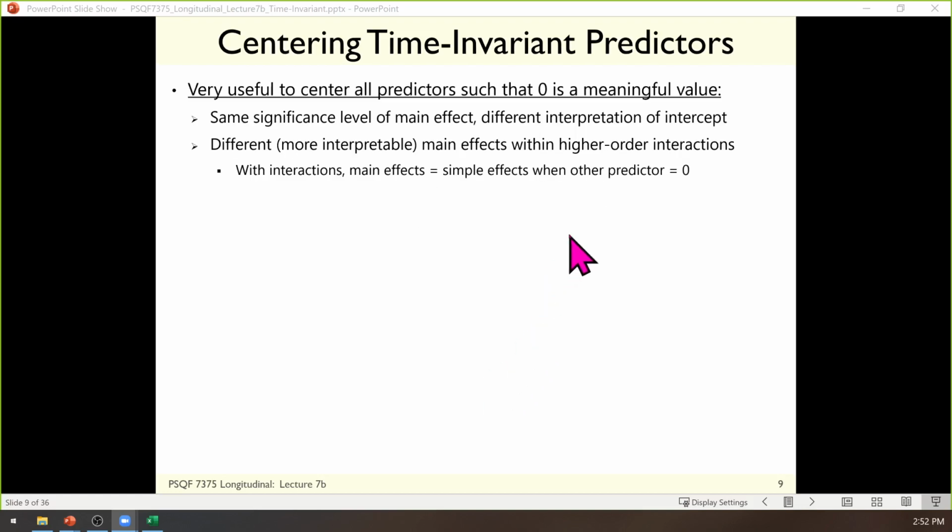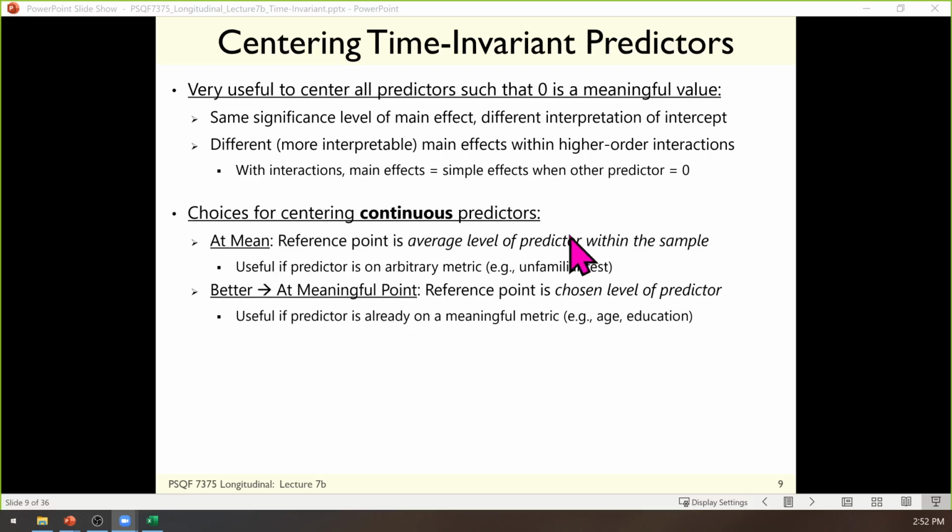We are going to center all predictors so that 0 means something. It is very common to center continuous predictors at the mean. That's known as grand mean centering. That's fine. You don't have to pick the mean though. You can pick any value that is meaningful in the context of the scale.